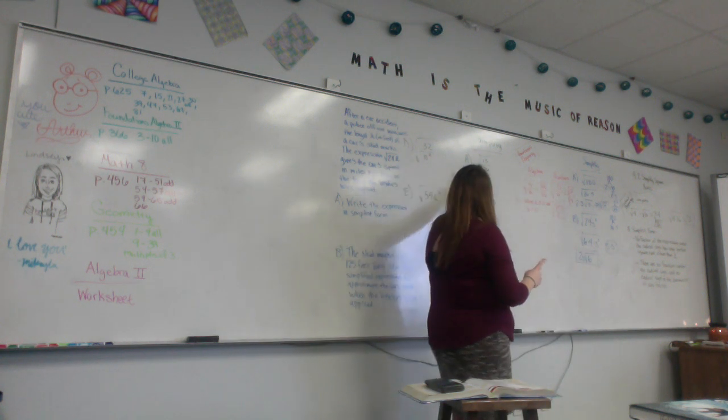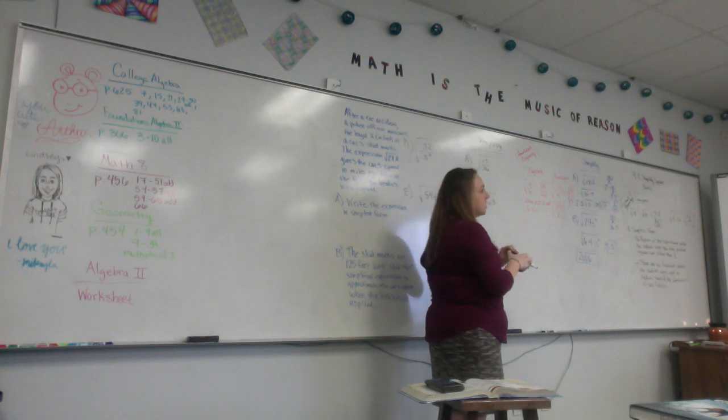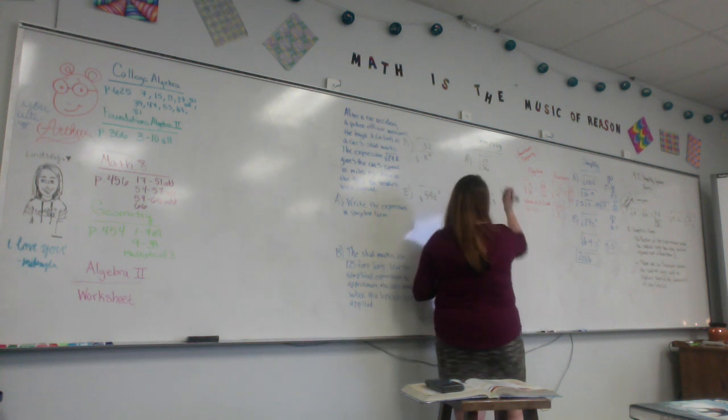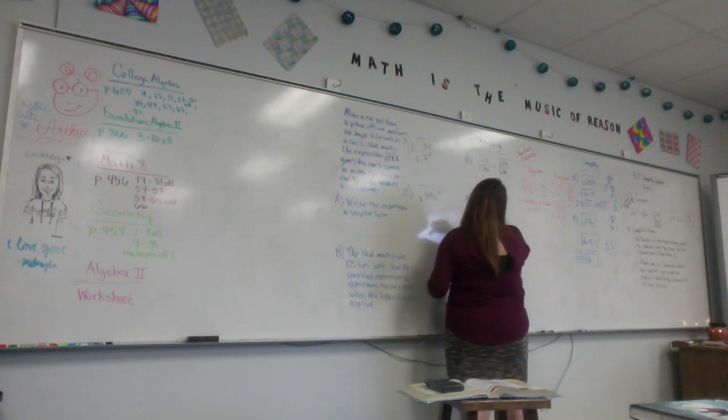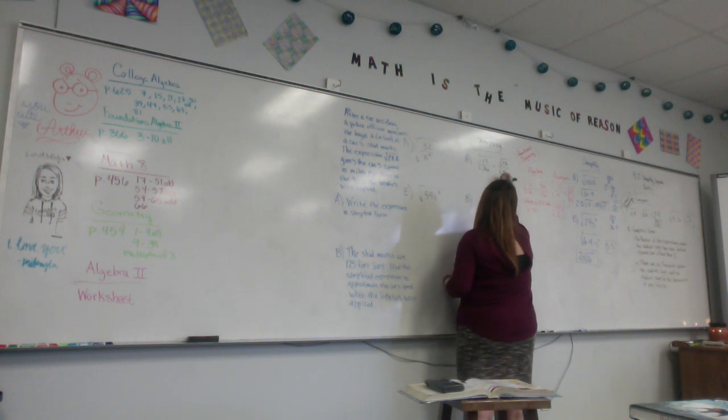Radical 13 over radical 36. How do I have to break that down first? You have to take the square root of 36 over the square root of 13. Now, does 13 have a square root? It would be radical 13 over 6.